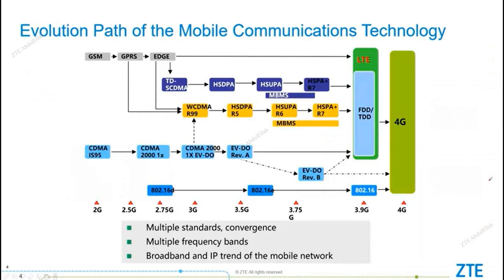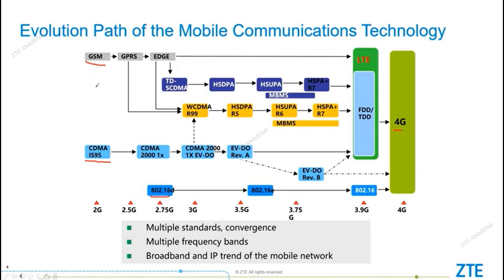And then we can see the evolution path of mobile communications technology. From this slide, we can find three paths. The first path is from GSM to 4G. The second path is from CDMA to 4G. The last path is from 802.16 to 4G.